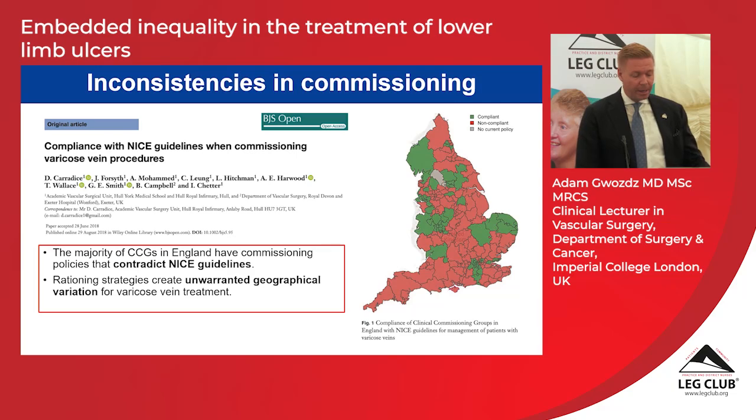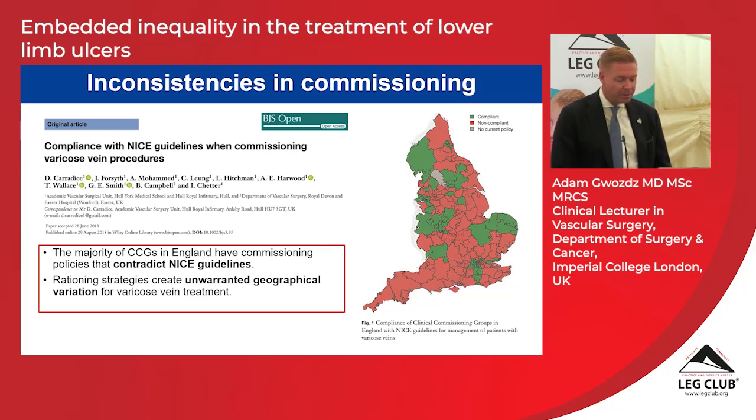The same paper then, same map, different colors. The green areas represent areas in England which are compliant with CCG guidance, with NICE guidance, and the red areas are non-compliant. The gray area, for which there aren't many, is no current policy. But what it's shown is that the majority of CCGs in England have commissioning policies that contradict NICE guidelines. This is essentially showing that rationing strategies create unwanted geographical variations, which I'll highlight in varicose vein treatment.